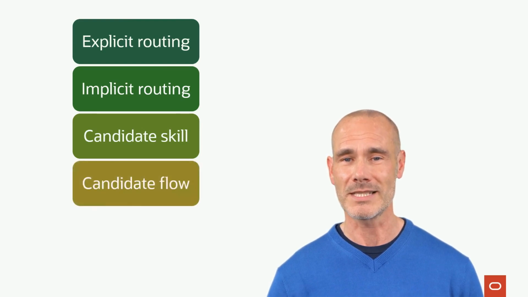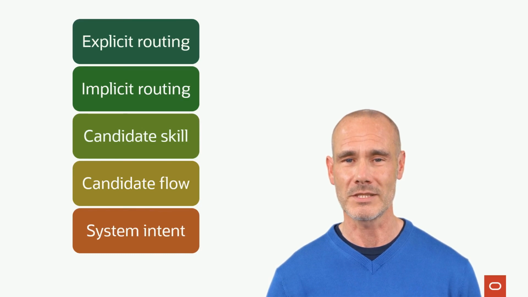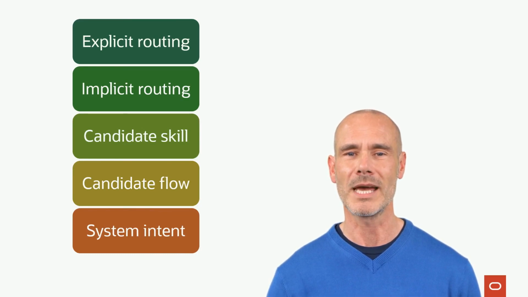Candidate flows are the intents that have a confidence score above the defined threshold that we need to consider when routing. System intents are the predefined digital assistant intents like help, exit, or greeting for which we also have a confidence score. If you find this complicated, do not worry, because once you see this at work, it will become clear.